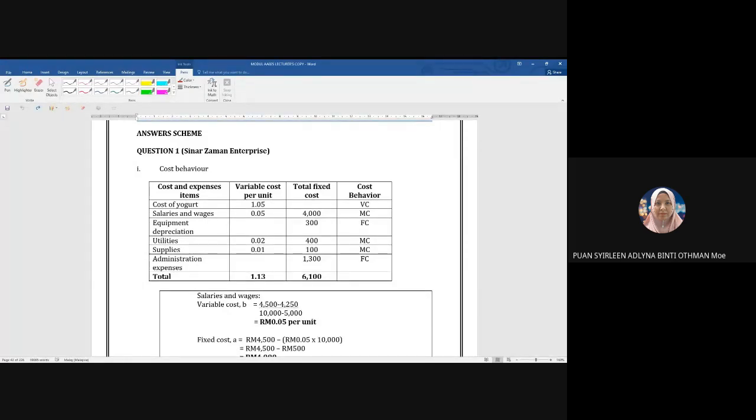For Sinar Zaman Enterprise, it gives you data for 3 levels of activities: 5,000 units, 8,000 units and also 10,000 units. There we have cost and expense items: cost of yogurt, salaries and wages, equipment and depreciation, utilities, supplies and also administrative expenses. Question 1 specifically asks you to follow the table given.